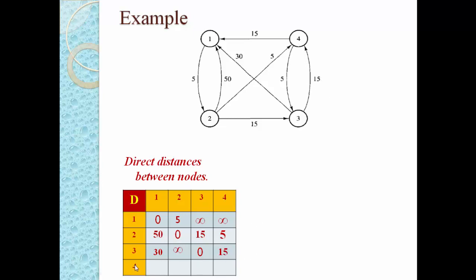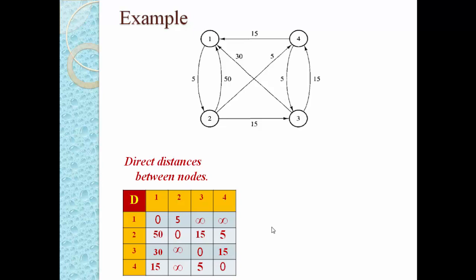Then the last row, or we can say the last node, so we have to identify the direct path from the fourth node to every other node of the graph. So 4 to 1, is there any direct path from 4 to 1? Yes, and the distance is 15. Then 4 to 2, there is no direct path from 4 to 2, so we have to put the sentinel symbol. 4 to 3, there is one direct path, and the distance is 5. And 4 to 4 is 0.